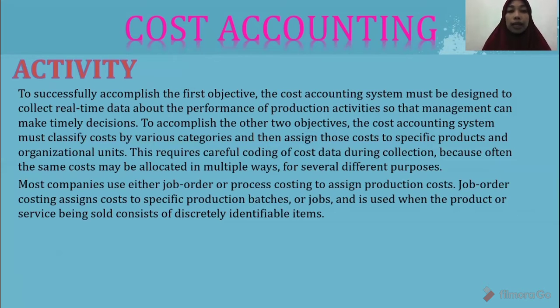Job order costing assigns costs to specific production batches or jobs and is used when the product or service being sold consists of distinctly identifiable items.